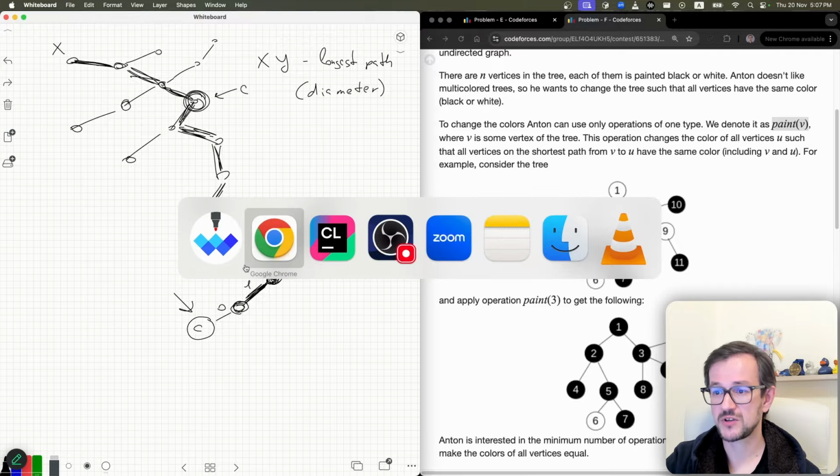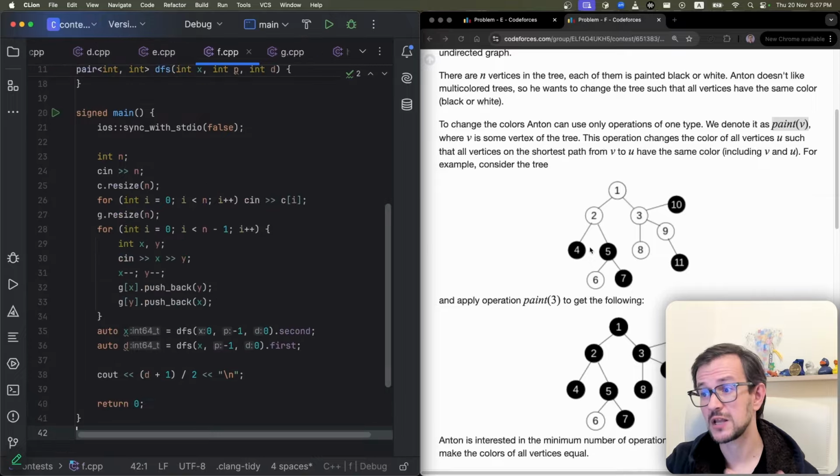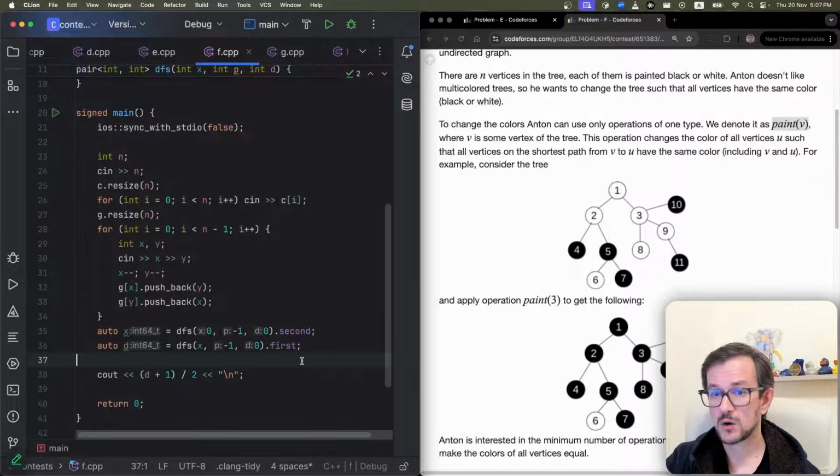Okay, let's read the code. Code is really simple. The idea is kind of complicated if you never did it before. If you have done it a couple of times, you kind of see this pattern, so you see what you need to do, and then you think about why you need to do this. Again, the code itself is really simple.